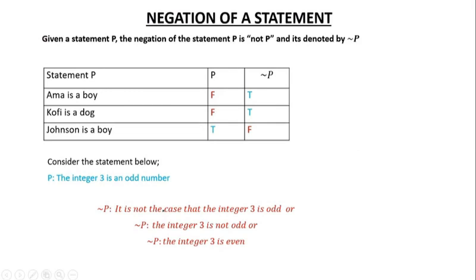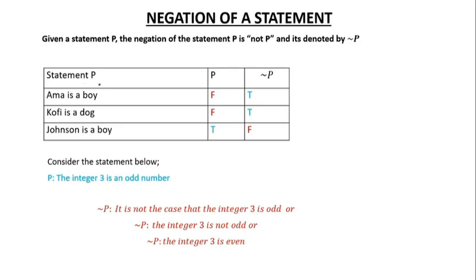So we want to look at the negation of a statement, or how we negate a statement. Given a statement P, the negation of a statement P is what? Not P, and it is denoted by this curve sign and then a P. So what we mean by this is, when we have a statement P, if we negate the statement, we add not to that statement, and it becomes the negation of the original statement.